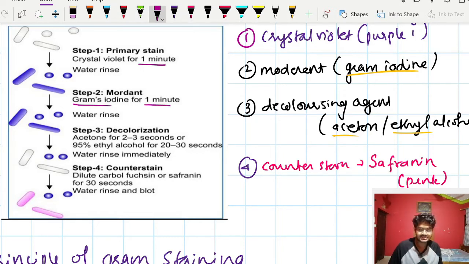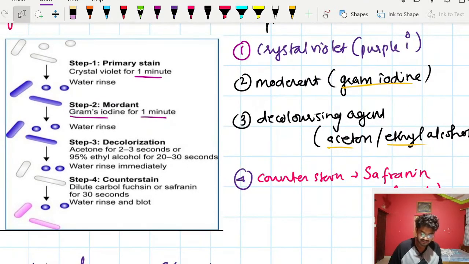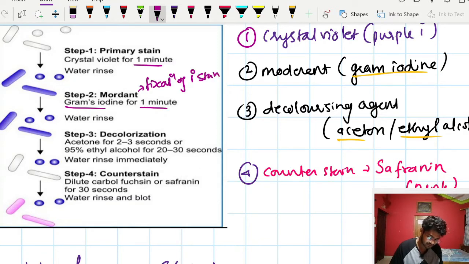Then what happens is that the primary color will settle by the mordant, because there will be formation of an iodine crystal violet complex inside the cell. So it will be difficult for them to move out from gram positive bacteria, but from gram negative bacteria they will be easily removed. So mordant helps in fixation of the primary stain in gram positive bacteria.